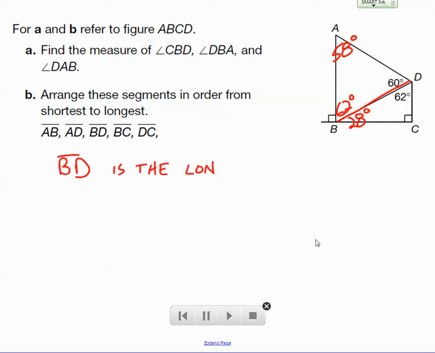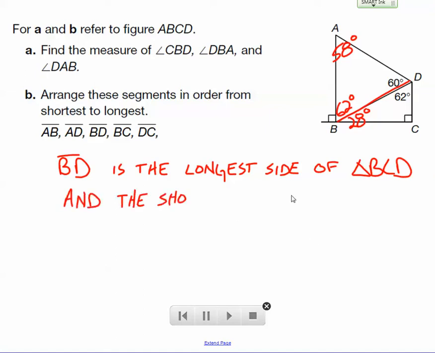BD is the longest side of triangle BCD. It's also the shortest side of triangle ABD. Now I know it's the longest side of triangle BCD because it's across from the right angle, the biggest angle in that triangle. And I know it's the shortest side of ABD because it's across from this 58 degree angle, and that's the smallest of the three angles in triangle ABD. So that's going to be my starting point.